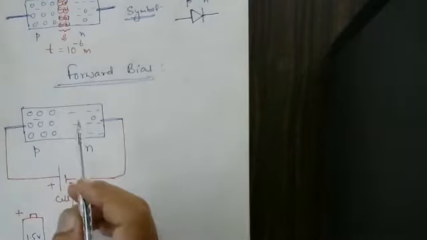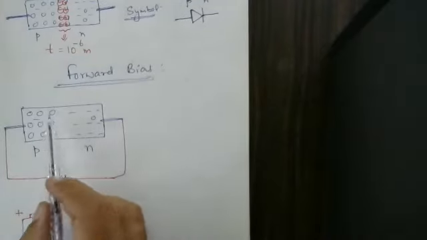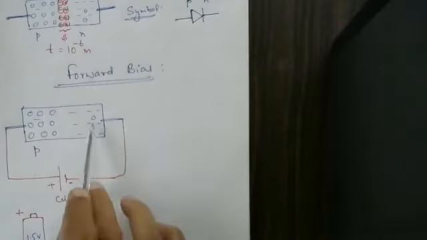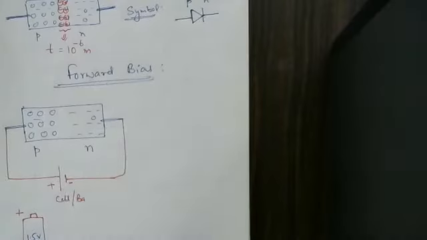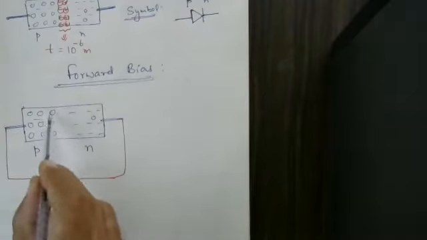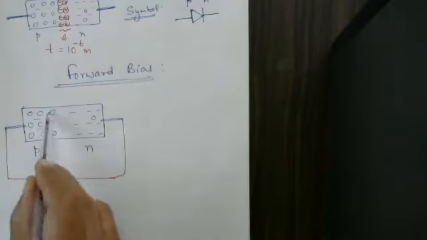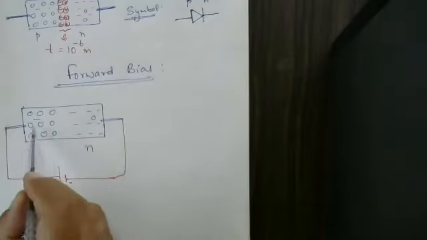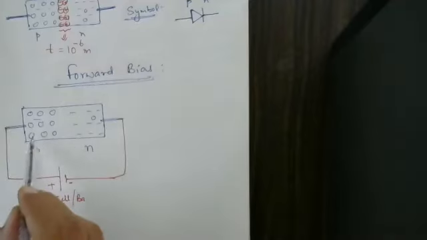So here I will consider P and N. P variety connected to positive, N variety connected to negative. Then what will happen here? These are all holes. Holes are having a huge amount of the number here. Electron numbers are also more here. But this side is connected to positive. Holes are having the positive charge.